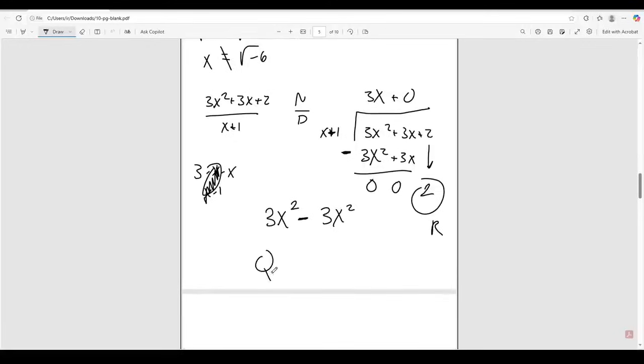You'd have to write your quotient, which is whatever is on top of here, plus your remainder divided by the divisor, or the denominator that's on the outside. So the answer here would be 3x plus 2 over x plus 1. And if you're ever confused about division, again, you can use this trick in your calculator.